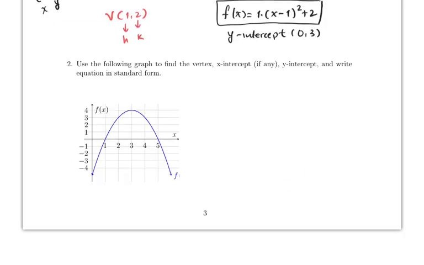Okay, so try this one. Find the equation. This is exactly the same thing I did right now. I'll give you 5 minutes to try this problem. Find the vertex, y-intercept, x-intercepts, and then write it in standard form.